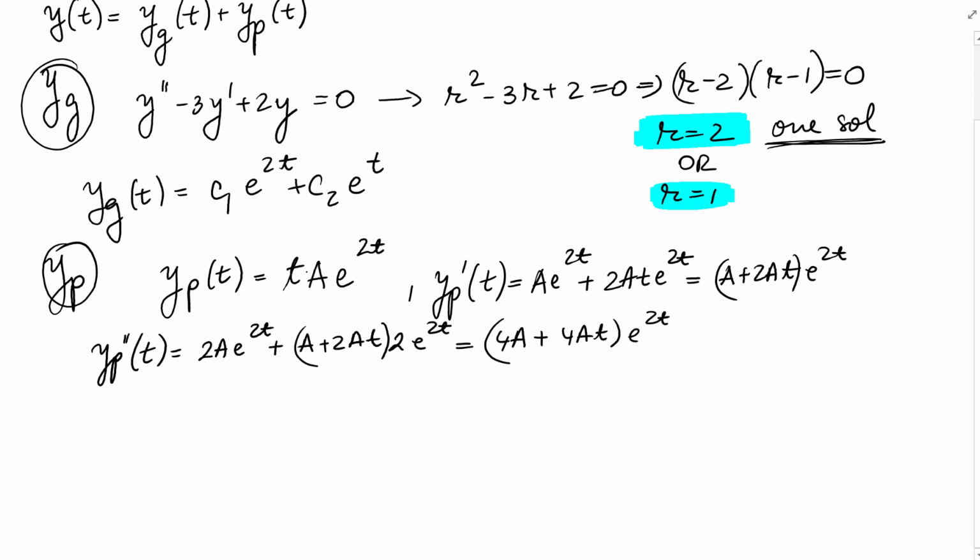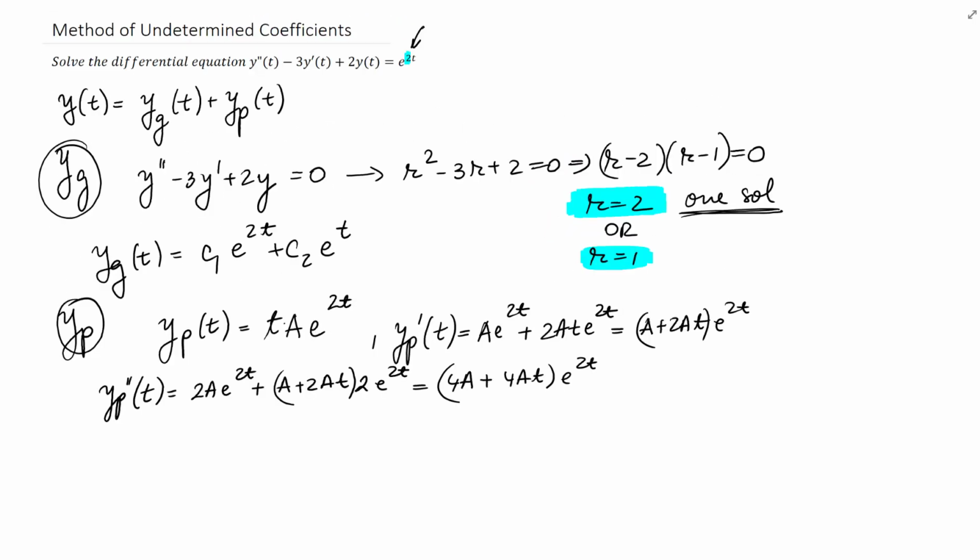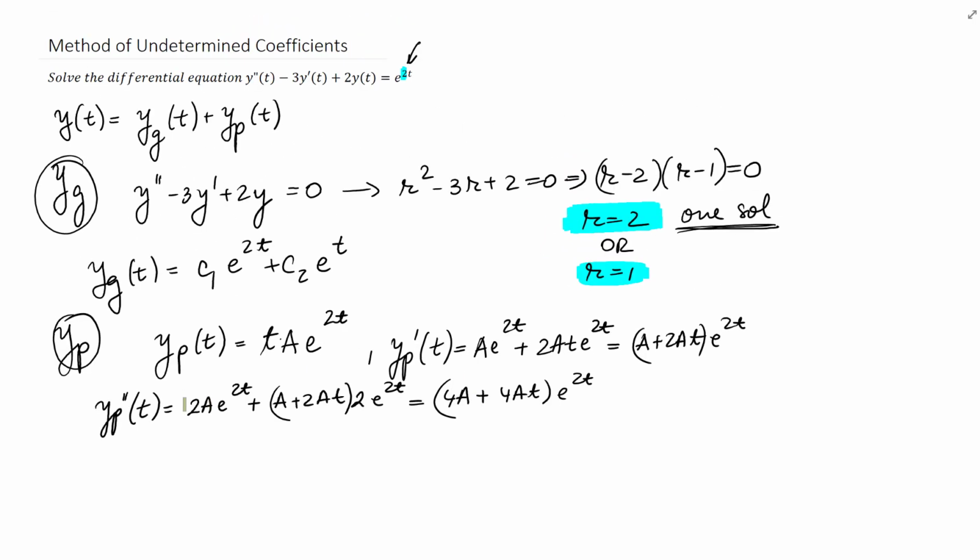And now we'll replace into our original equation. So we'll replace y double prime, y prime, and yp into this whole equation. So it's going to be 4a plus 4at. I also noticed that all the terms have e to 2t, so I'm going to factor it out. Minus 3y prime, so it's minus 3a minus 6at, and then plus 2yp, so plus 2at. Everything is times e to 2t, which I wrote in front, equals e to 2t.